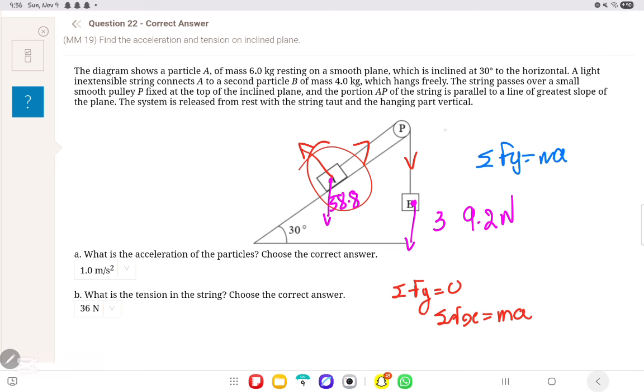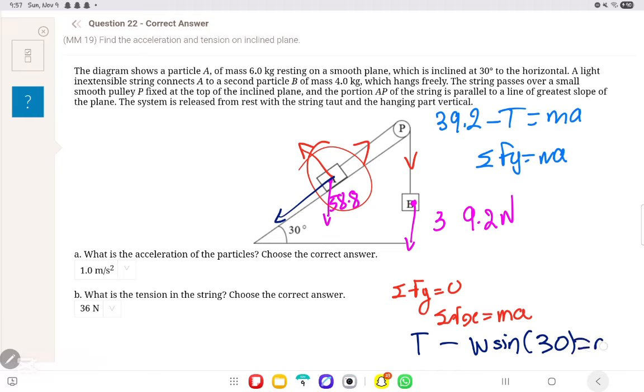B goes down, so that means the weight, which is 39.2, is stronger than the tension, so it's gonna be ma, right? Whereas in A, it's going up the plane. That means the tension is stronger than the x component of the weight. That's stronger than W sine theta, right? Perfect. Theta is how much? Theta is 30. It's equal to ma. What is the mass of block B? The mass of block B is 4, so 4a. And the mass of block A is 6.